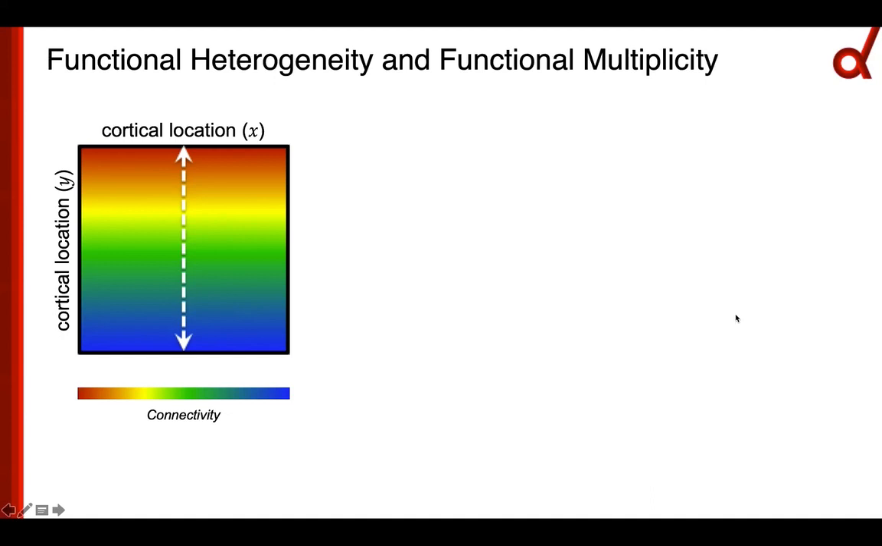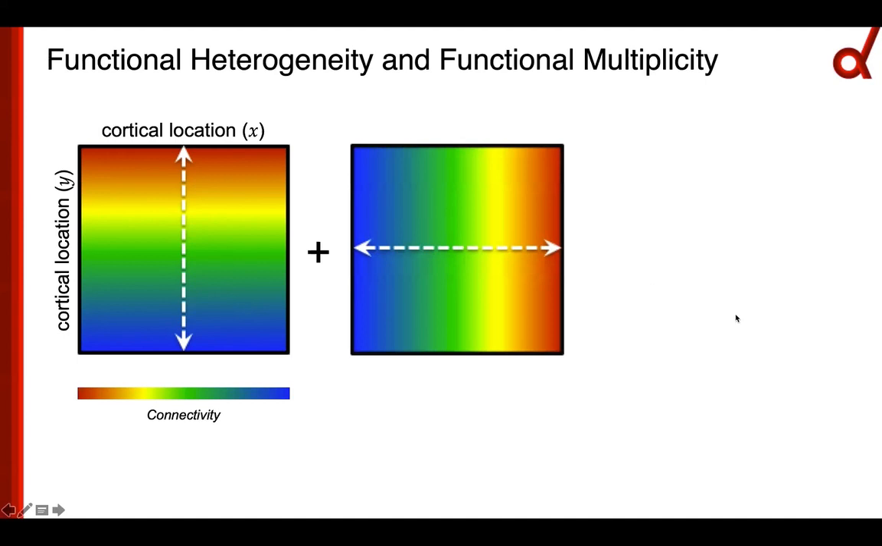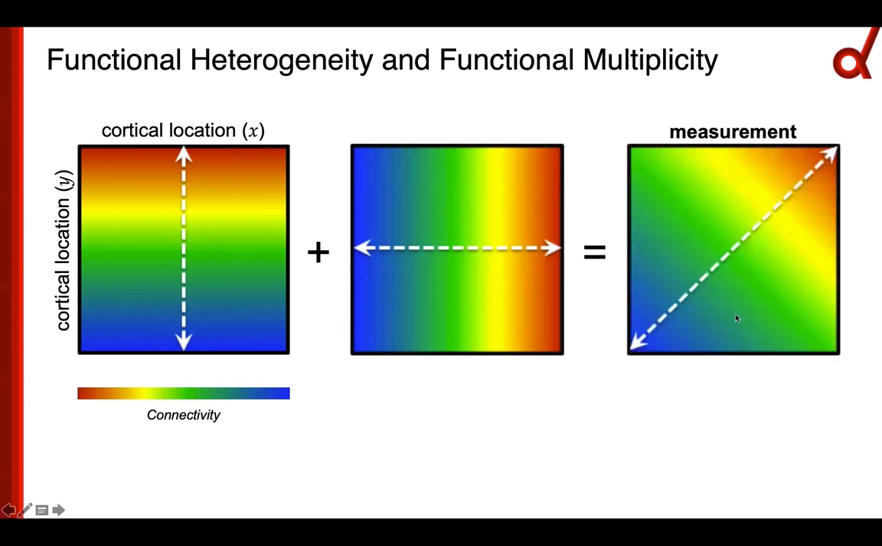Consider also that this first mode of organization coexists with another mode of organization, varying smoothly in a perpendicular direction. Our measurements, however, would capture the superposition of these two modes. And this means that if we would try to infer the spatial organization of this region directly from the measurements, we would wrongly conclude that things vary along the diagonal. Even worse, if we would attempt to parcellate this region into two subregions, we would end up with two parcels that are clearly nonsensical with regard to the true underlying modes of organization.